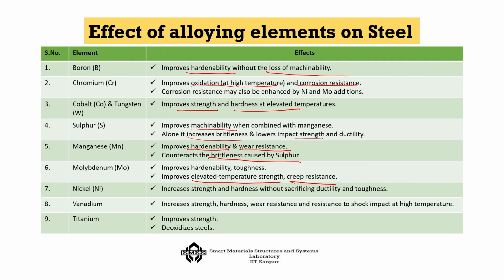Then we have nickel, which increases strength and hardness without sacrificing ductility and toughness. We have vanadium, which increases strength, hardness, wear resistance, resistance to shock impact and high temperature, and then titanium, which improves strength and deoxidizes the steels. So, this is a long list of different alloying elements, how it actually works on the steel.